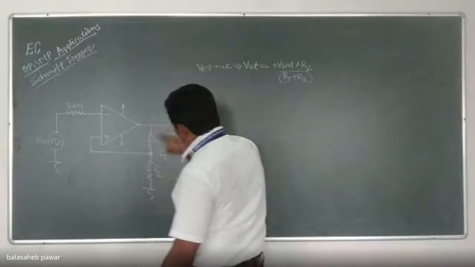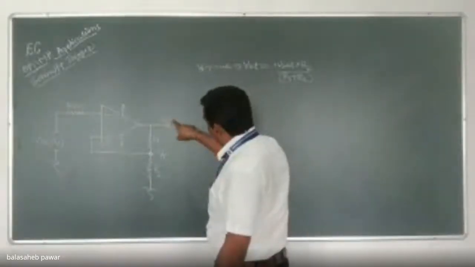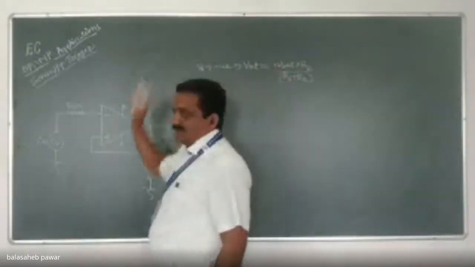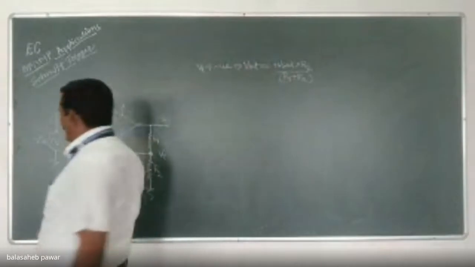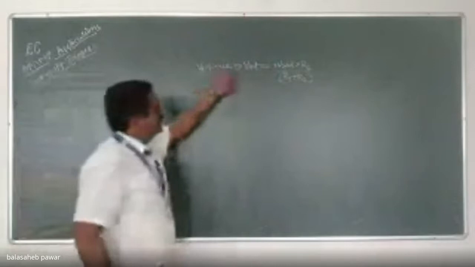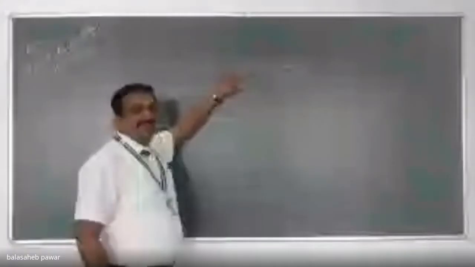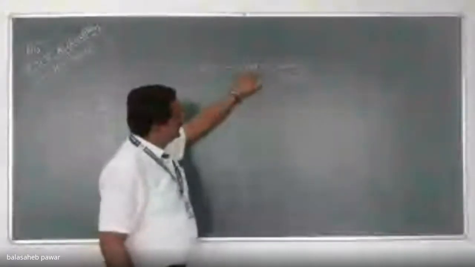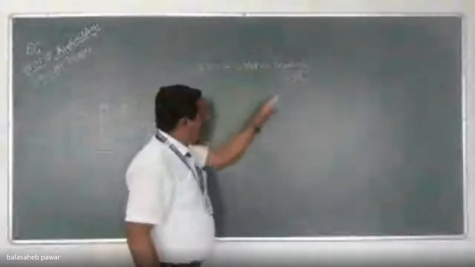So for this threshold voltage, that is the output voltage. And how much is it? Initially we consider it to be plus Vsat. Then this threshold voltage will be positive, which is known as the upper threshold voltage, denoted by VUT, right? Which is equal to plus Vsat into R2, voltage divider rule, divided by R1 plus R2, right?